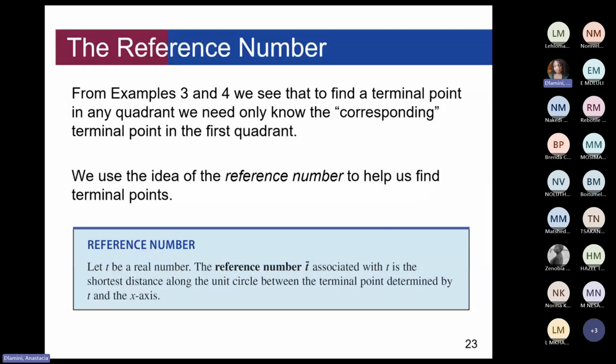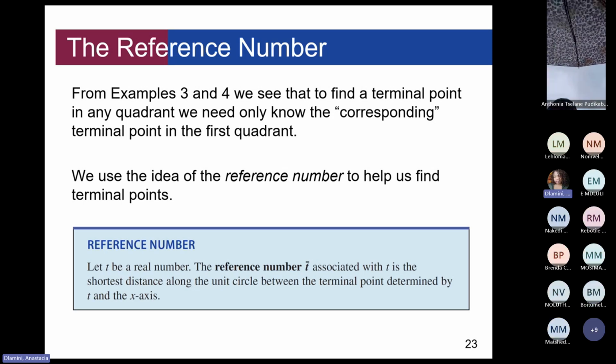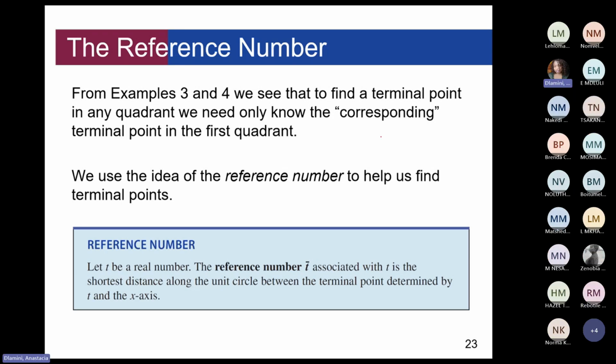Explain it again. It says the reference number t bar, let t be a real number. That's the t we've been dealing with, right? Now the reference number t bar, do you see it has a bar there? Associated with t is the shortest distance along the unit circle between the terminal point determined by t and the x-axis. Does it make sense? You want me to read it again or to explain it? Explain, ma'am. Okay. So they're saying, remember our circle.